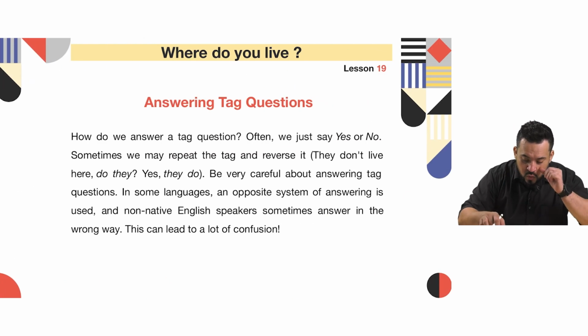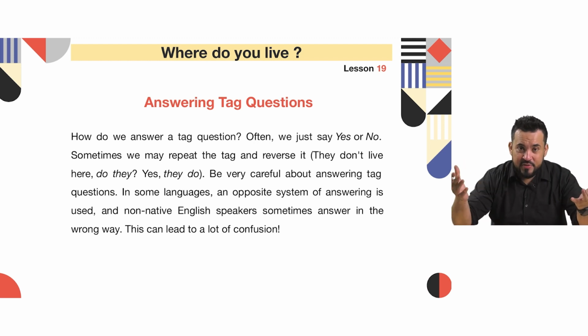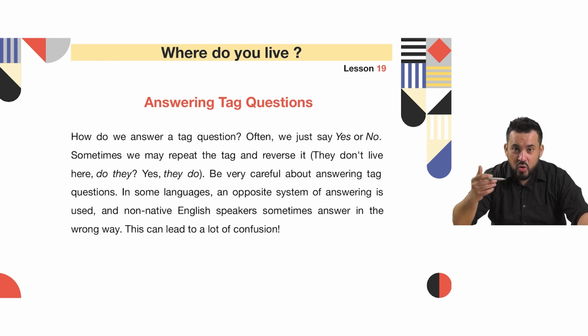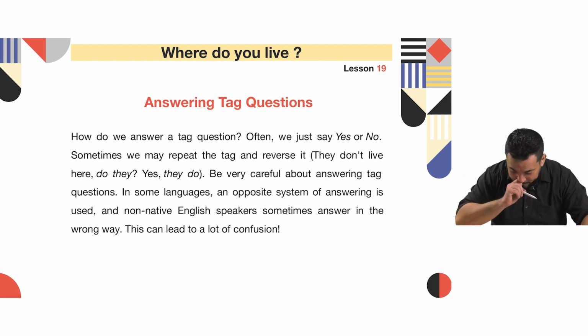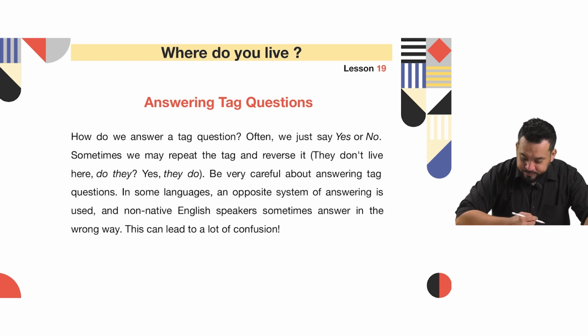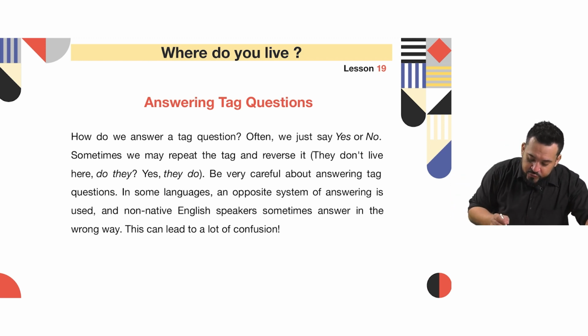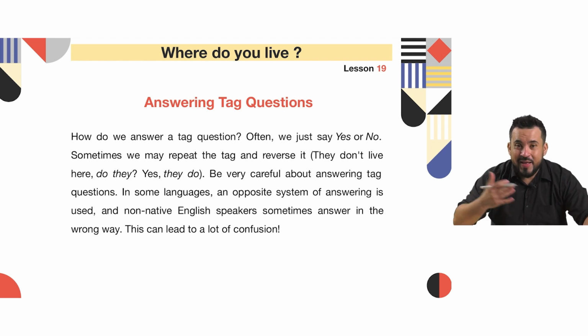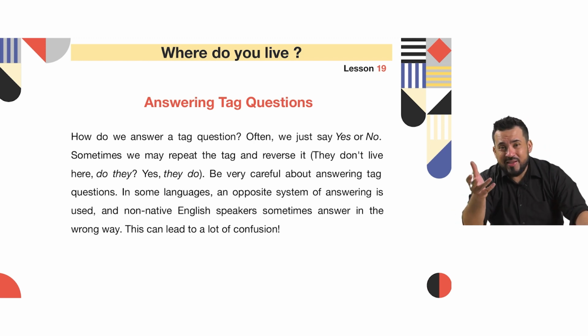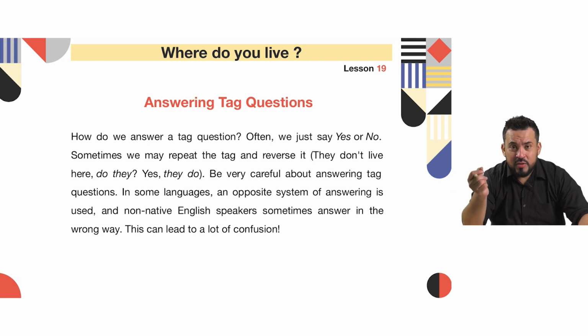All right, now answering tag questions. If somebody says a statement and ends it with a tag question, you answer by just saying yes or no. Either you agree or confirm what they said, or you say no and you disagree, or you don't confirm what they say. Sometimes you may repeat the tag question and reverse it. What does that mean? They don't live here, do they? You will say yes, they do. Or you don't like cheese, do you? Yes, I do.